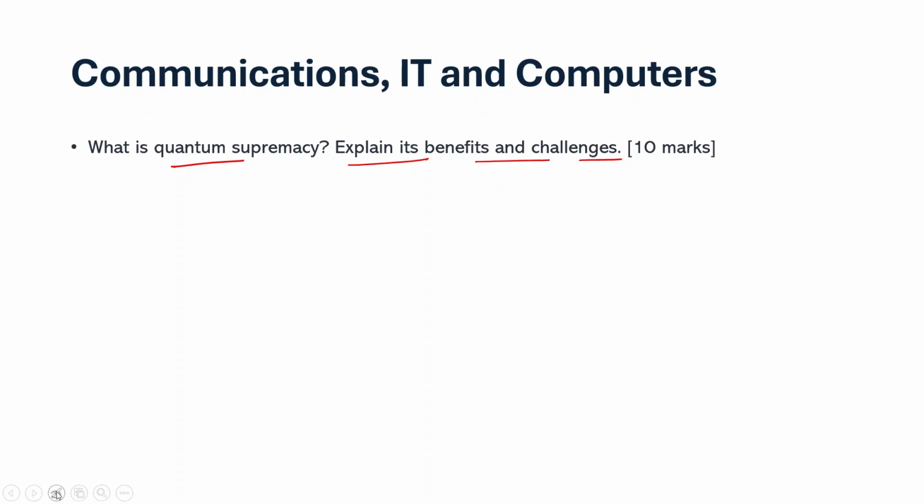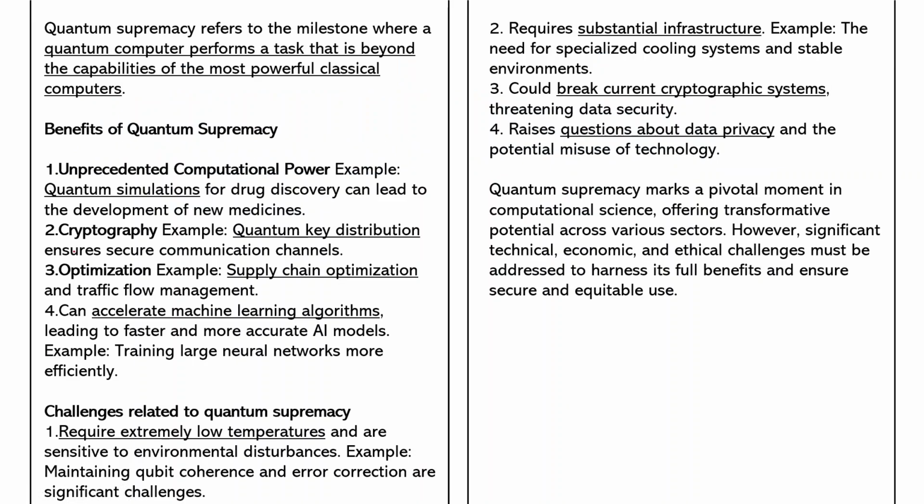Again, I know most of you would be clear with the structure by now. First you will define what is quantum supremacy. It is the point where quantum computers will be performing a task that is beyond the capabilities of the most powerful classical computers, right? So then they have asked about benefits and challenges. So you have one heading for benefits, another for challenges, right?